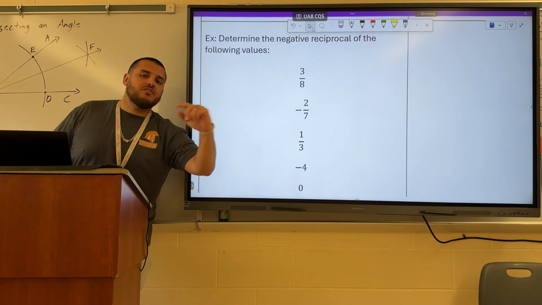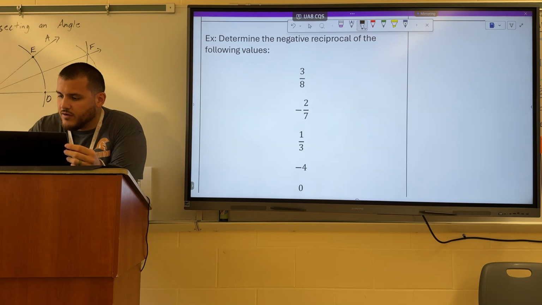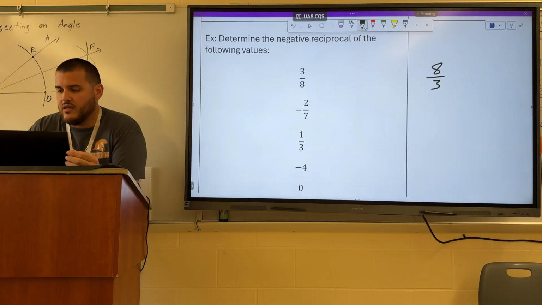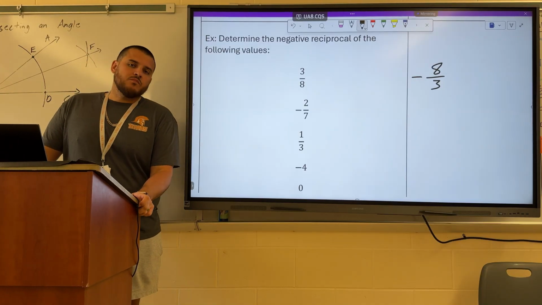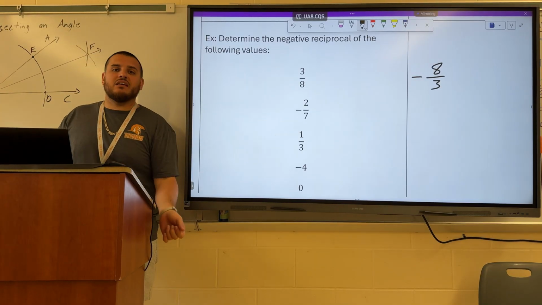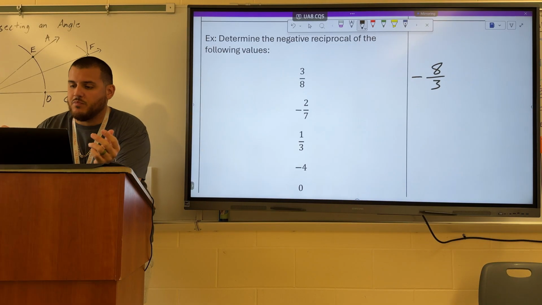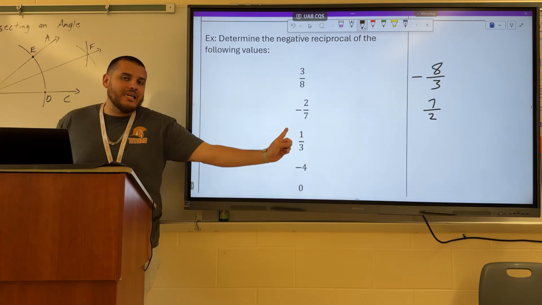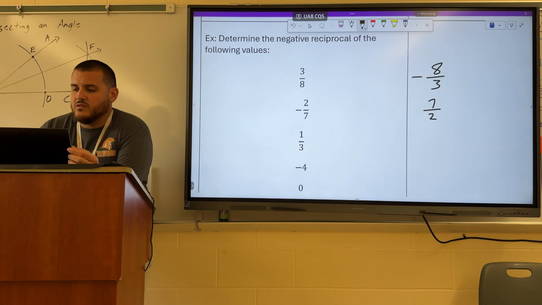So for positive 3/8, we're going to flip the fraction, so it would become 8/3. Since that is a positive fraction, we would change the sign and make it negative. For the slope of negative 2/7, we would, again, flip the fraction first. So we have 2 on top, 7 on the bottom. We're going to flip that for 7 on top, 2 on the bottom. And this slope is negative, so the negative reciprocal would have a changed sign. It would be positive 7/2.